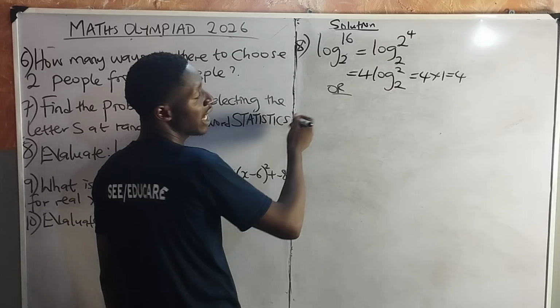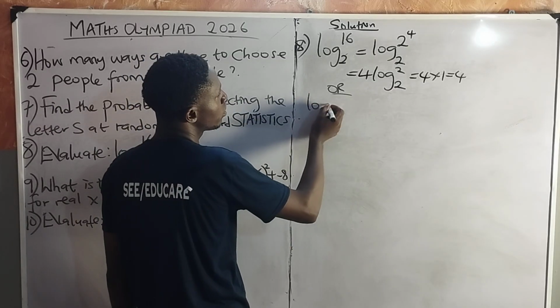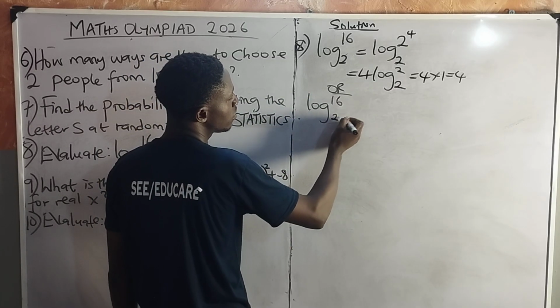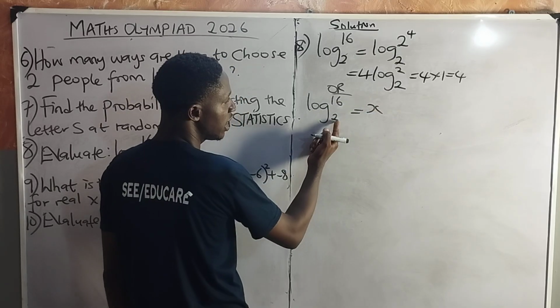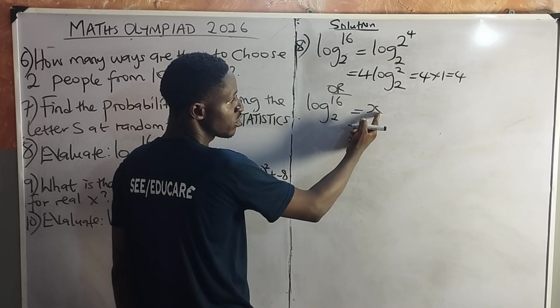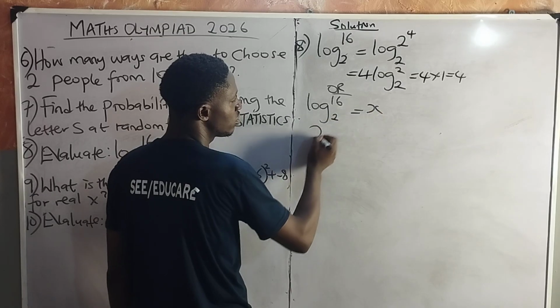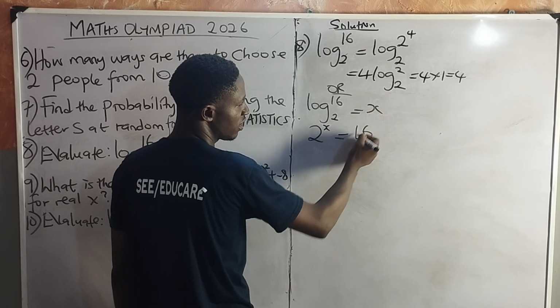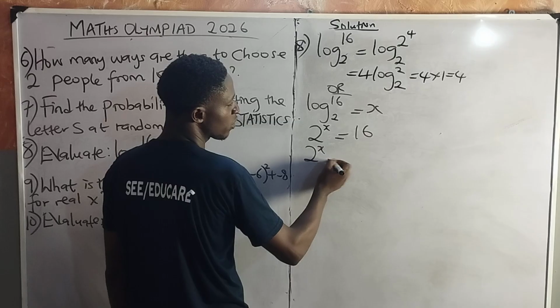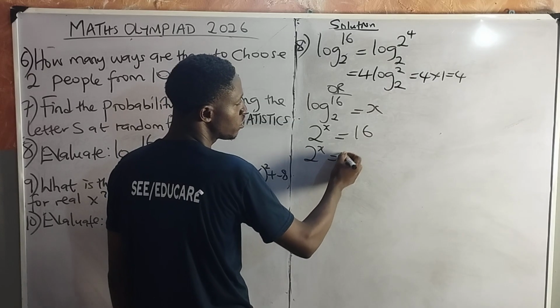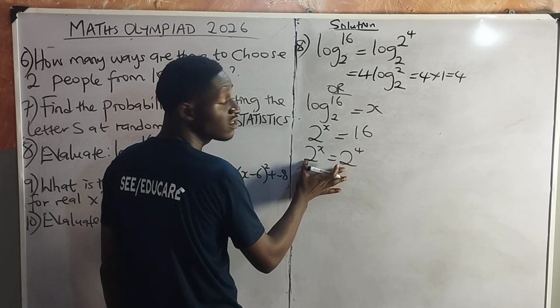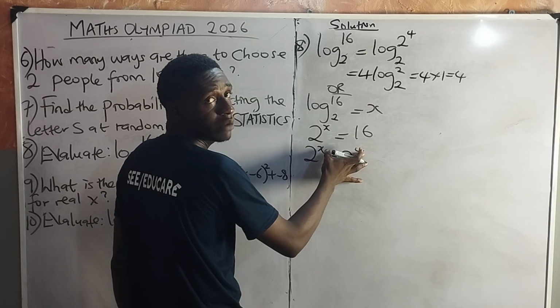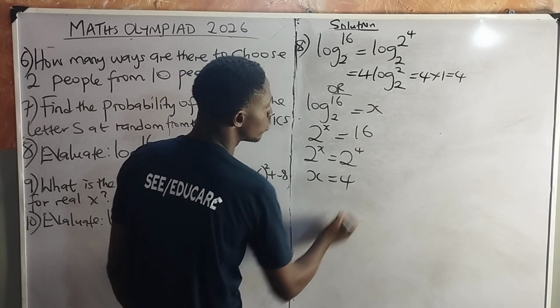Or you can use the idea of indices. So log 16 in base 2 is equal to x. Then this base here will be raised to the power of what is on the right hand side, which is 2 raised to the power of x is equal to 16. Then 2 raised to the power of x equals 16 in index form, which is 2 raised to the power of 4. Since the bases are the same, we equate the powers. So our x is equal to 4.